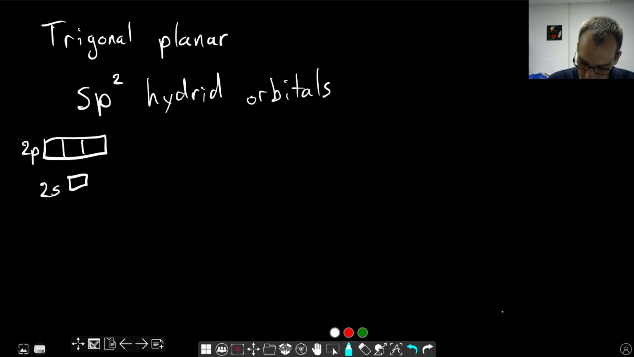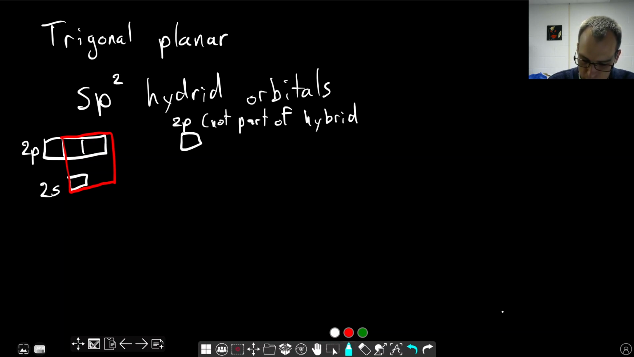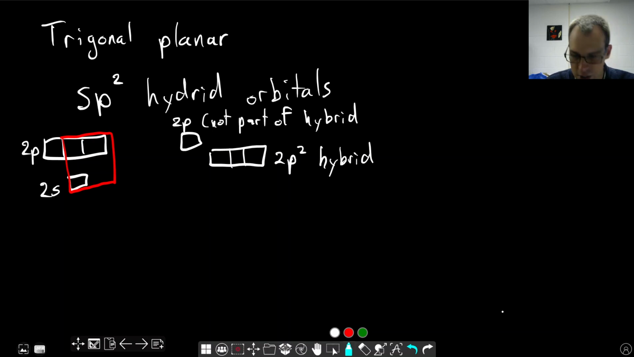And now we're going to take just two out of the three p orbitals and our s orbital, and they're going to combine. And so we'll have one p orbital that gets left alone, not part of the hybrid. And the other two combine with the s orbital to form a set of three sp2 hybrid orbitals. That'll be a little bit lower in energy. Right, what do these hybrid orbitals look like?